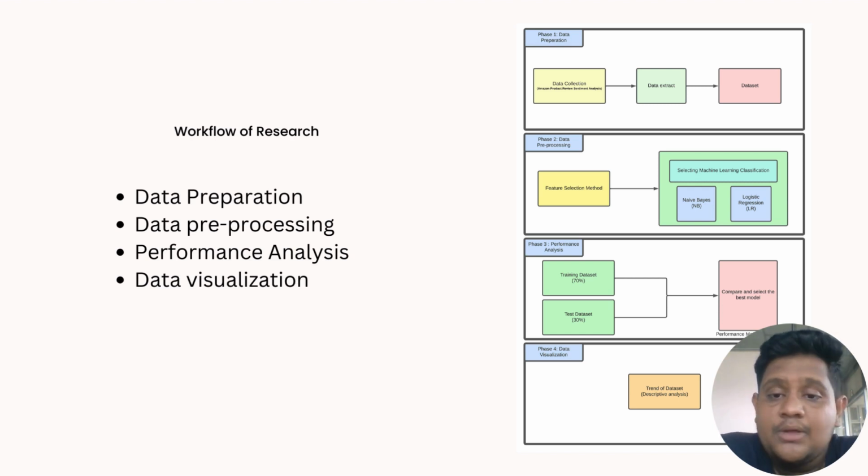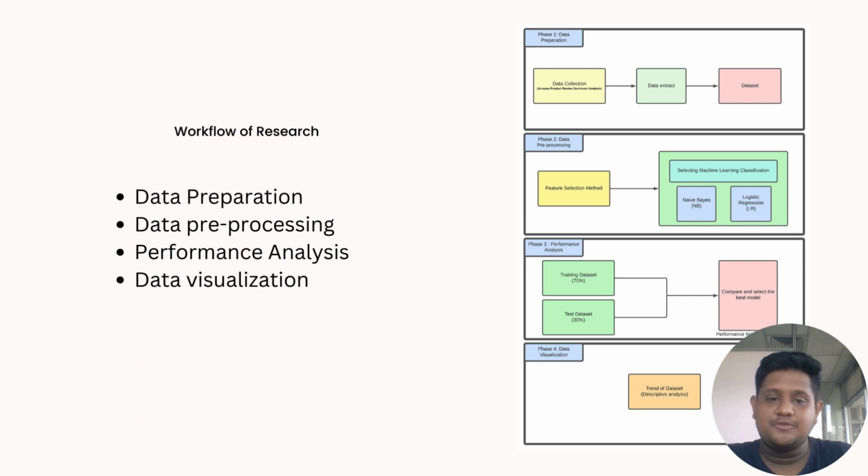So in phase 2, we will do pre-processing. Here we will do feature selection to determine the features we will use for our experiment, because not every feature gives the most accuracy. So we'll select the best features, which will give us more accuracy. After collecting the dataset and doing the feature selection, we will train our two selected models, which are Naive Bayes and logistic regression.